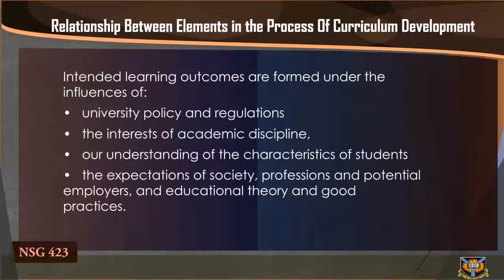Intended learning outcomes are formed under the influences of university policy and regulation, the interest of the particular academic discipline, our understanding of the characteristics of students entering the course or topic, the expectation of society, professions and potential employers, and educational theory and good practices.